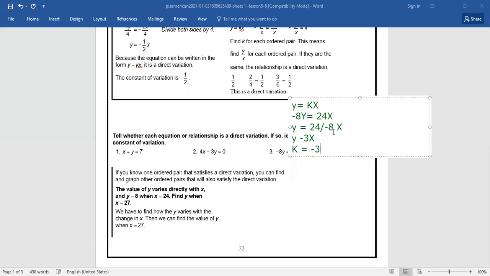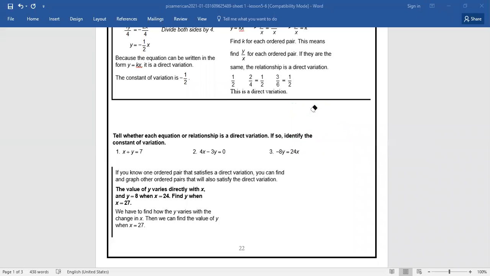To the negative 3, the constant value will be equal to -3. So this was the first part, when we can decide if this one will be a direct variation or not by using an equation or from a table. Any question till this part?